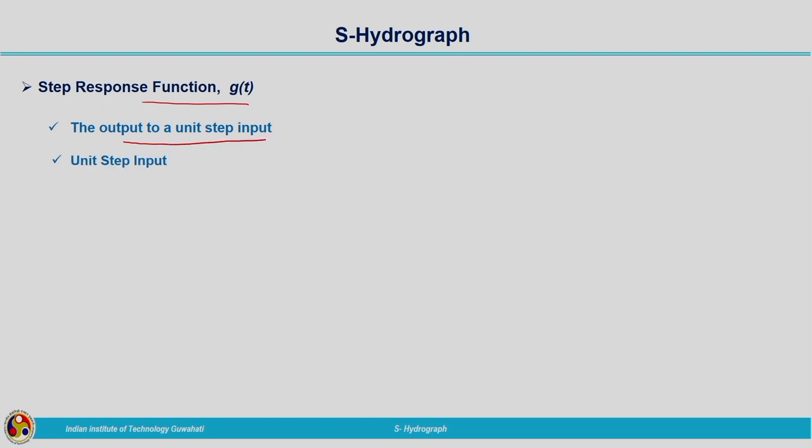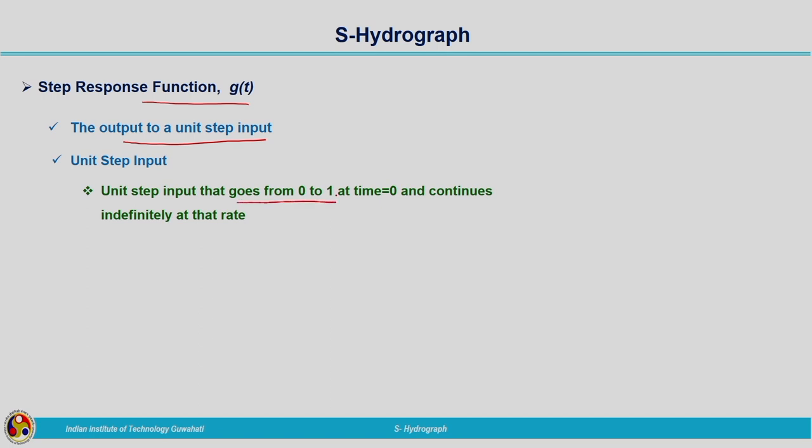Then what is a unit step input? Unit step input is the one that goes from 0 to 1 at time t equal to 0 and continues indefinitely at that rate. With the help of the figure, we can represent it like this. This is the repetition of the earlier figure, which we looked into while discussing the step response function. That is, the step input is the one which varies from 0 to 1 at time t equal to 0 and continues at the same rate indefinitely.